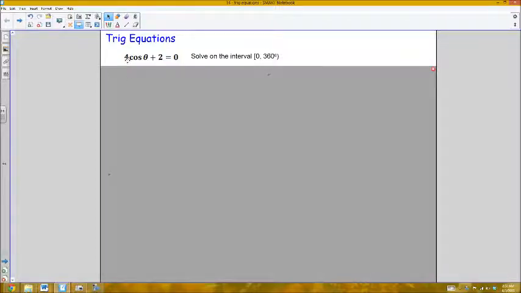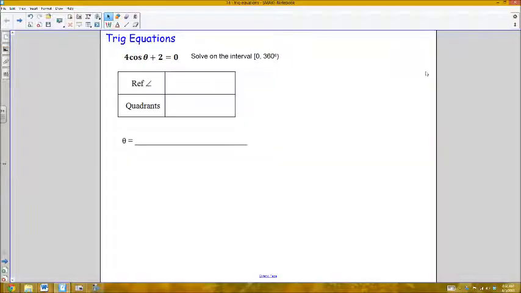So if I have an equation like this, 4 cosine theta plus 2 equals 0, and I'm solving for theta on an interval of degrees between 0 and 360, there's a couple things I need to find. First off, I need the reference angle, and secondly, I need the quadrant, and that will help me determine what the actual values of theta are. So let's solve this equation to figure out what cosine itself is equal to.